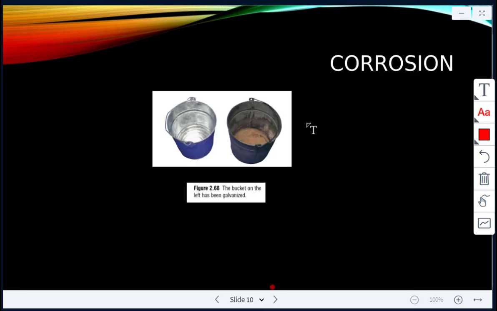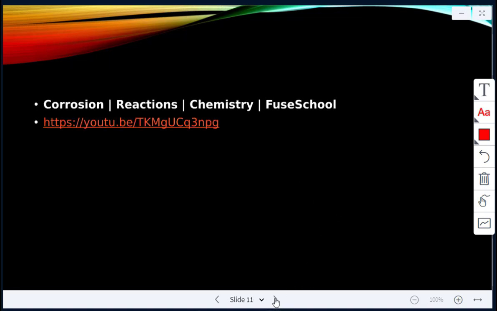Okay, so here we're just looking at two buckets. The bucket on the left has been galvanized, so therefore we don't see the rust, versus this bucket on the right, which was not galvanized. So therefore it's very, very rusty. All right, so we'll just watch this quick video here on corrosion.